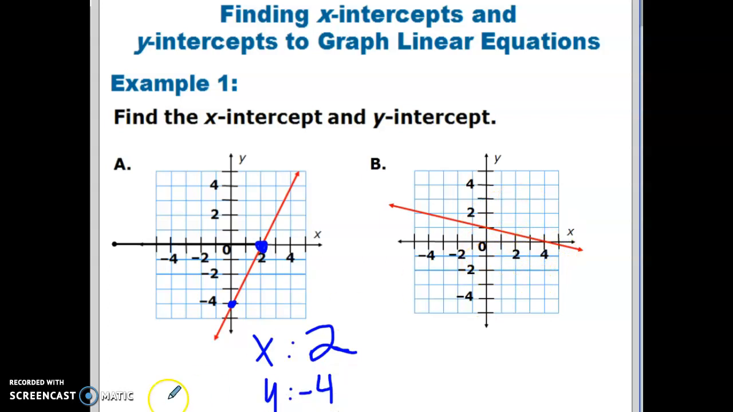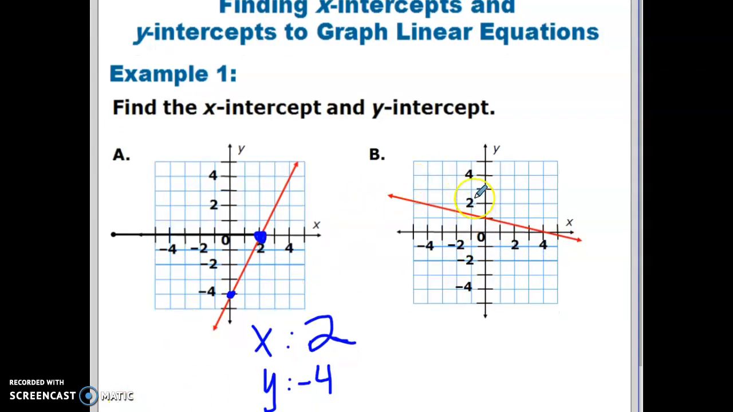Okay, you try to do this one. All right, why don't you try to find the x and y intercepts in this example B. You can pause the video, and I'm going to show the answer in a second. All right, so the x-intercept on the x-axis is 4. And the y-intercept on the y-axis is right here at +1.